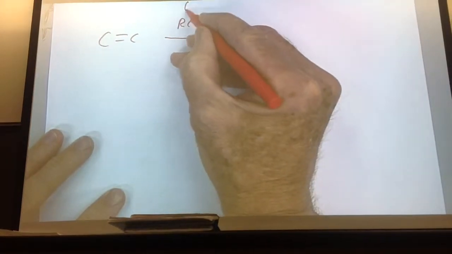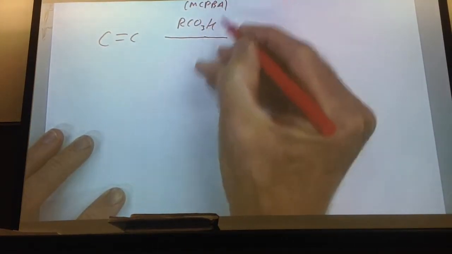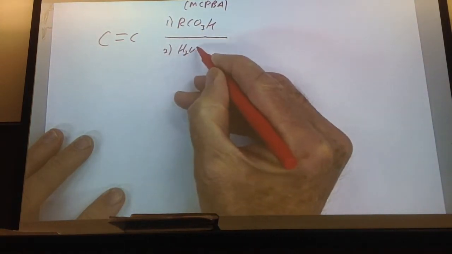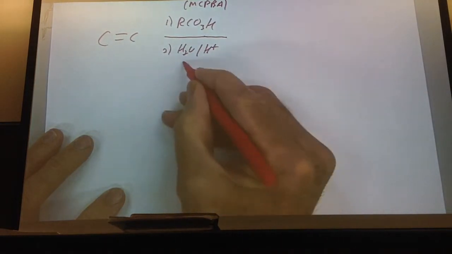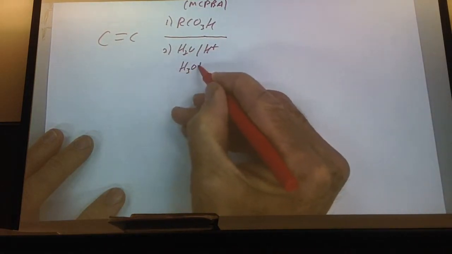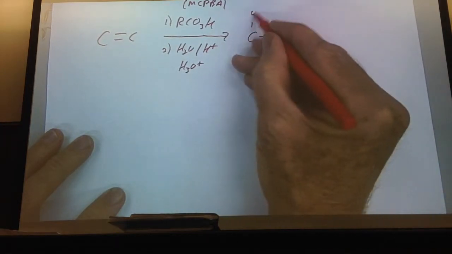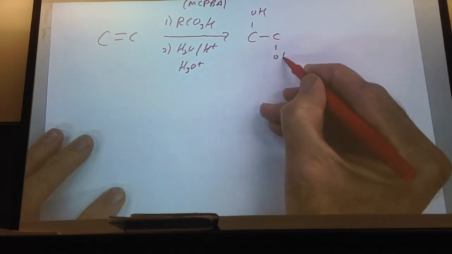Carboxylic acid is meta-chloroperoxybenzoic acid. That's step one. And then step two, you add the water and an acid. So sometimes you see H2O, H plus, and then you see H3O plus. Anyway, you get the diol. And these guys point in opposite directions.